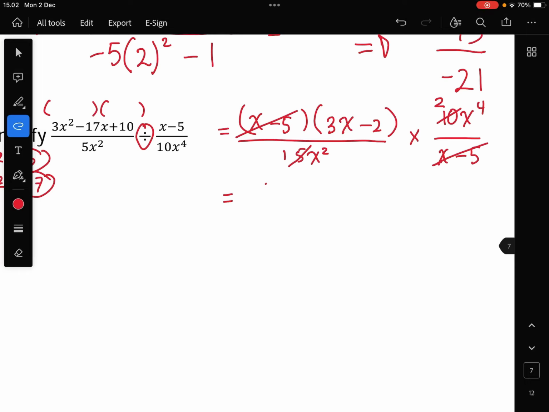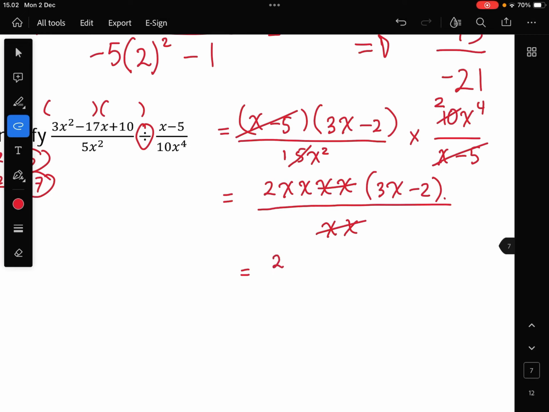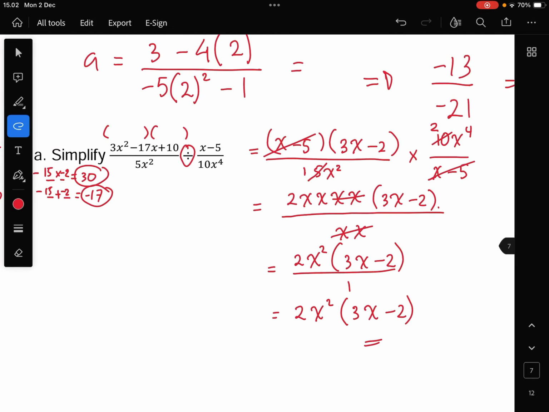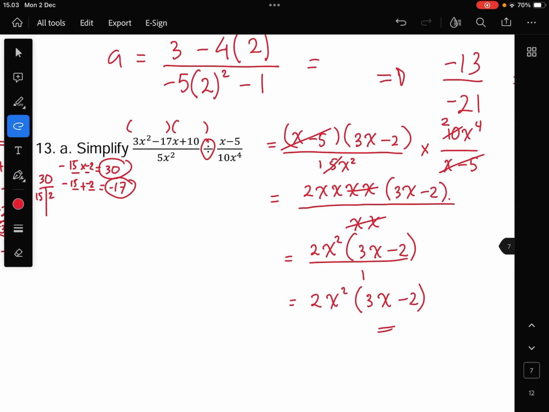So that you will have 2x to the power of 4 means x multiply 3x minus 2 divided by x squared means xx. You cancel each other, then you will have 2x squared, open bracket, 3x minus 2, over 1, or you just need to leave it like 2x squared (3x minus 2). That's it. Finish. This is how we simplify number 13a.